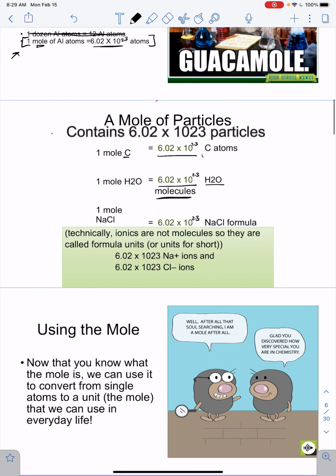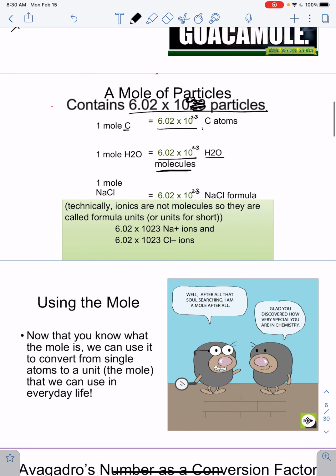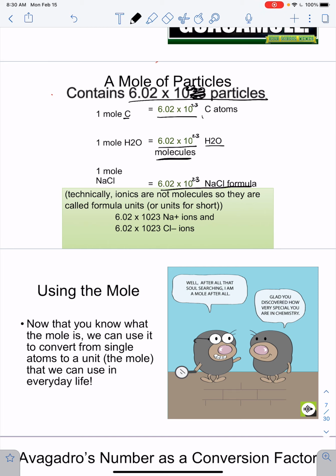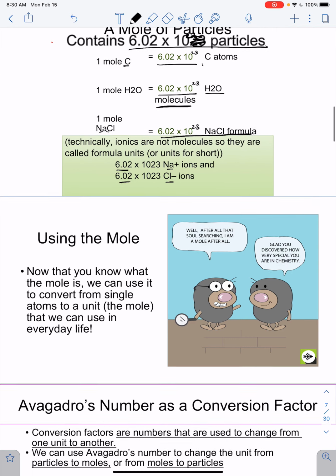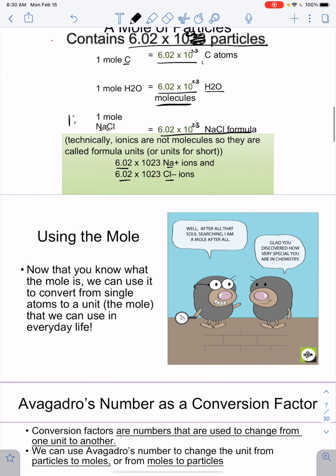A mole always contains 6.02 times 10 to the 23rd. That's like the exponent. If I have a mole of sodium chloride, that means I have 6.02 times 10 to the 23rd sodium chloride ions. It's important to realize, though, a mole of sodium chloride contains a mole of sodium and a mole of chlorine as well, because it's a 1-to-1 ratio.